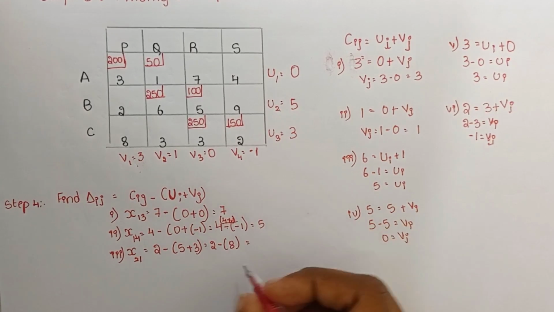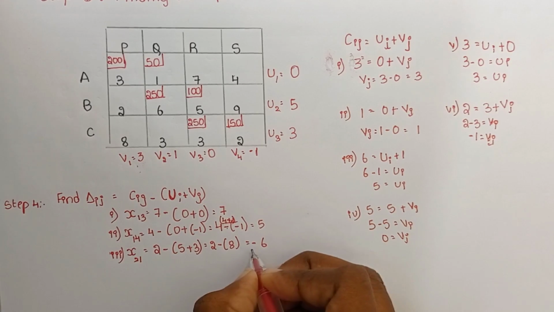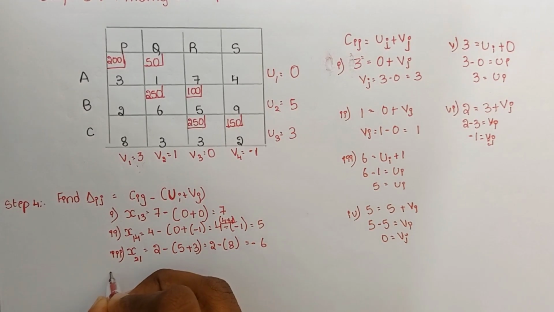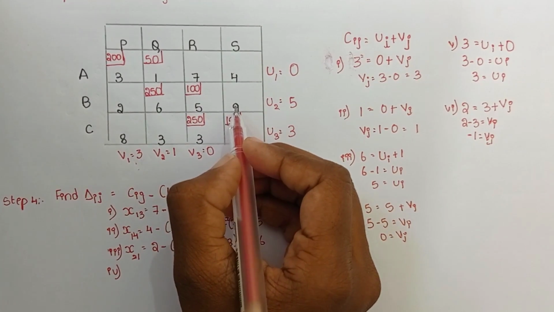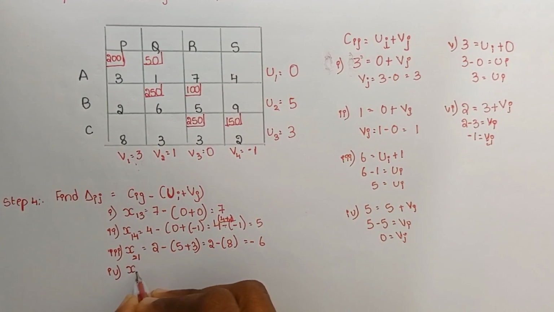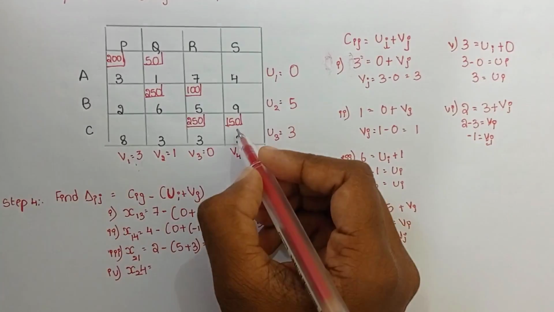So what we have to do now is 2 minus 8. 2 minus 8 is minus 6. Okay. So the next unoccupied cell in the second row is 9. So this will be represented as x24 because it lies in the second row and fourth column.